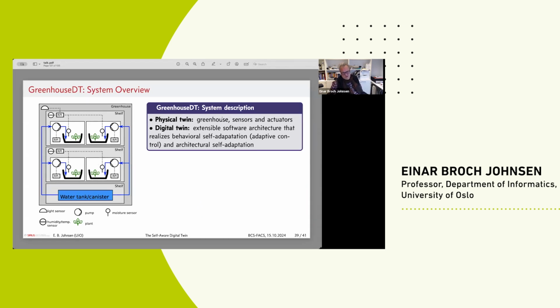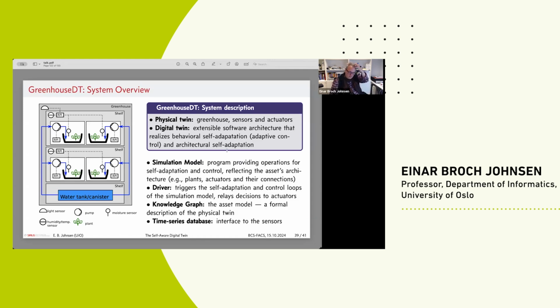The physical twin consists of the greenhouse, sensors, and actuators. The digital twin consists of the software architecture that is realizing behavioral self-adaptation and architectural self-adaptation. The simulation model in this case is simply programmed in SMOL. The driver, which is iterating over the self-adaptation loop, is programmed in SMOL. And the knowledge graph, to begin with, is really a formal description of the system over here. And then we are using a time series database to interface the SMOL program with sensors.